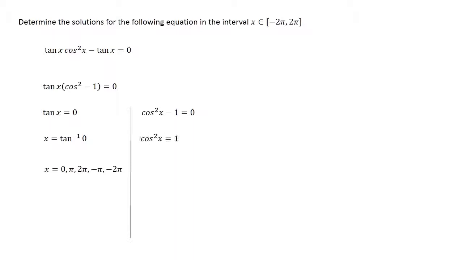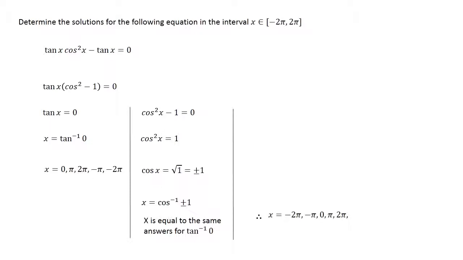Turns out that when you solve this and you set cos squared x equal to 1 and cos x equal to the square root of 1, which is plus or minus 1, all of the answers are actually the same as for where the tan of x is equal to 0, and you can go ahead and review that on your own. The answers are x is equal to minus 2 pi, minus pi, 0, pi, and 2 pi. The same answers that we got before also apply to where the cosine of x is equal to both plus and minus 1.